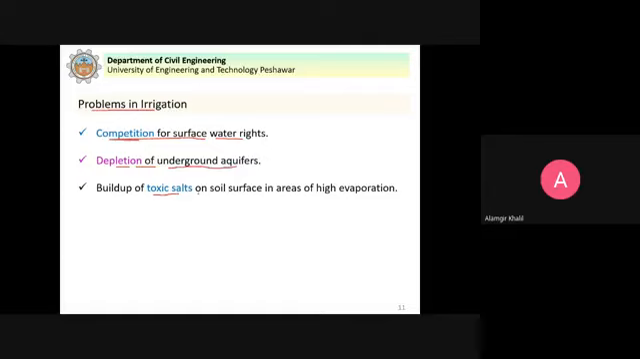Buildup of toxic salts on the soil surface in areas of high evaporation. Now, when the irrigation water moves on the surface of the land, the soil contains different salts, and these salts are dissolved in the water. And if in an area we have very high evaporation, the water will quickly evaporate, leaving these salts behind on the soil surface, which are not beneficial for the crops.